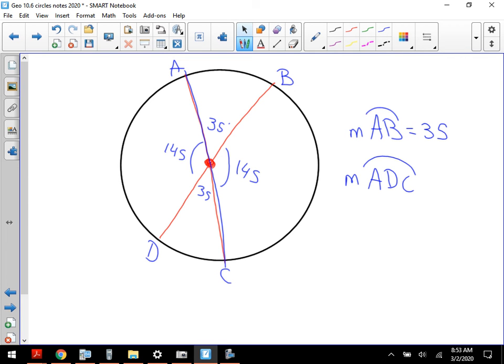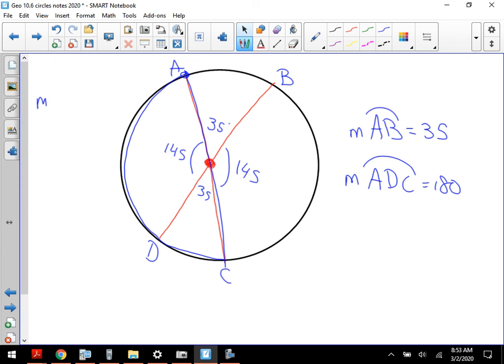What happens with the arcs when you get to 3 letters? It tells you what direction to go. It starts at A, goes to D, finishes at C. It's kind of like an angle, how it has the middle letter being the vertex. But here, when you're on an arc, it's telling you which way to go around the circle. It's just telling you which way to go. So ADC has to equal 180. That's a semicircle.